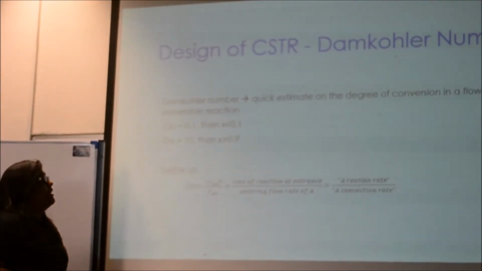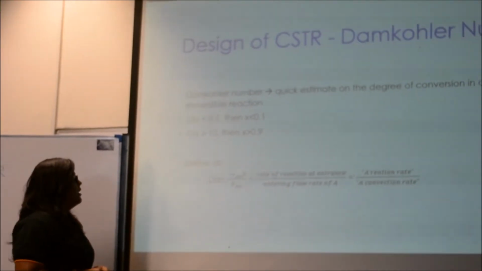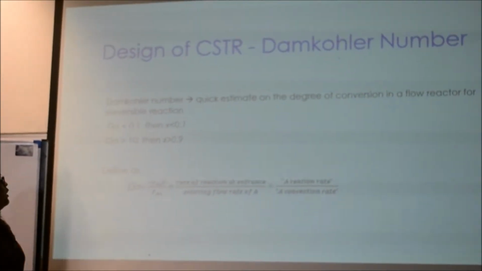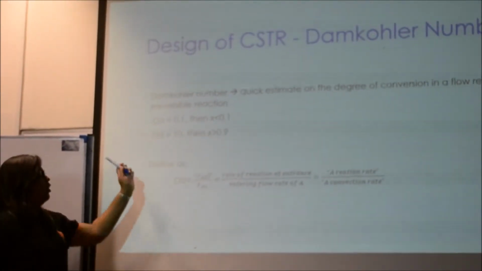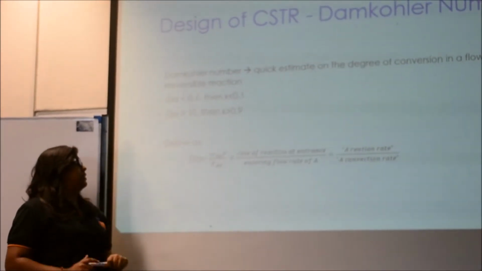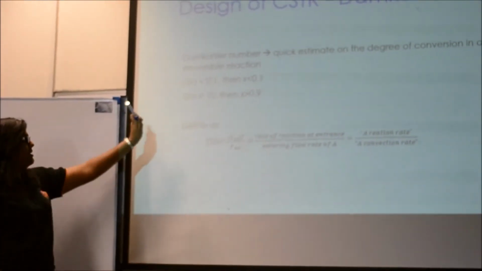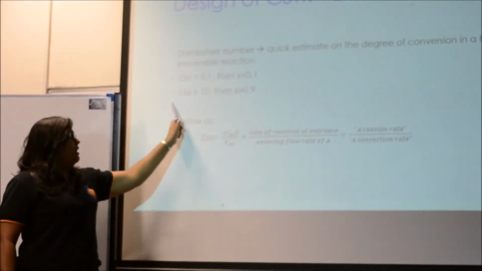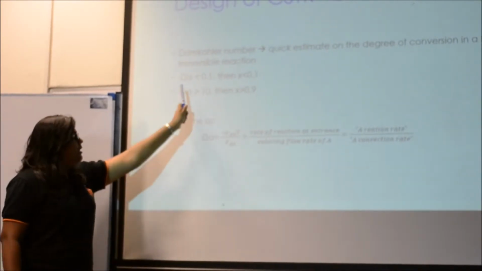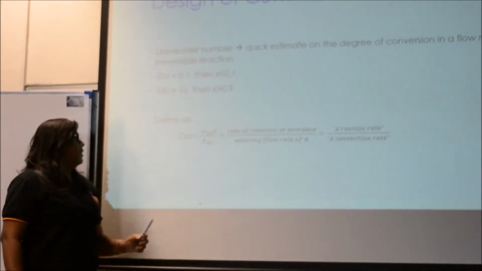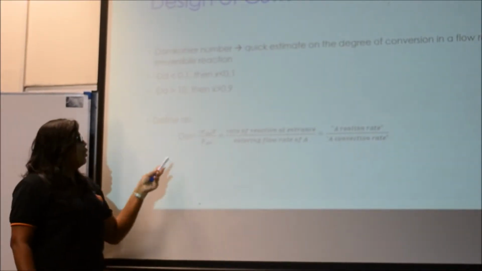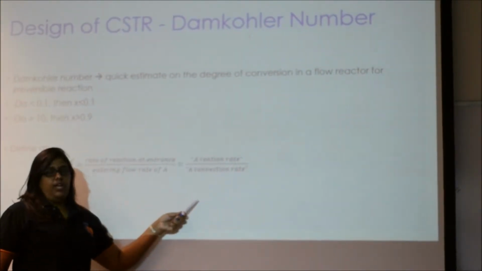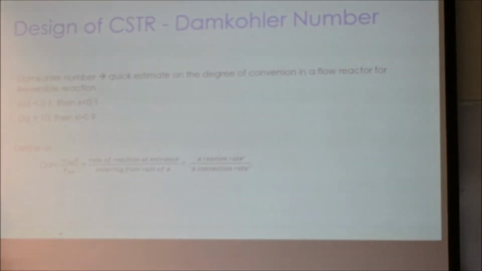Now, we can also calculate the CSTR using the Damköhler number. The Damköhler number is a quick estimate of the degree of conversion in a flow reactor for a reversible reaction. Always remember, it's always a reversible reaction. If your Damköhler number is less than 0.1, then your conversion will be less than 0.1. But if your Damköhler number is greater than 10, then your conversion will be greater than 0.9. Therefore, we can define the Damköhler number as a reaction rate over a convection rate. Please pay attention to this, it's very, very important.